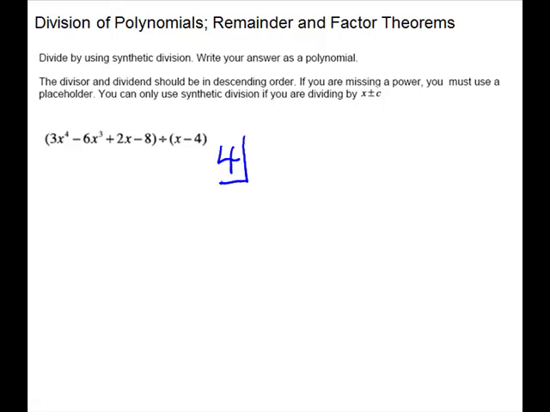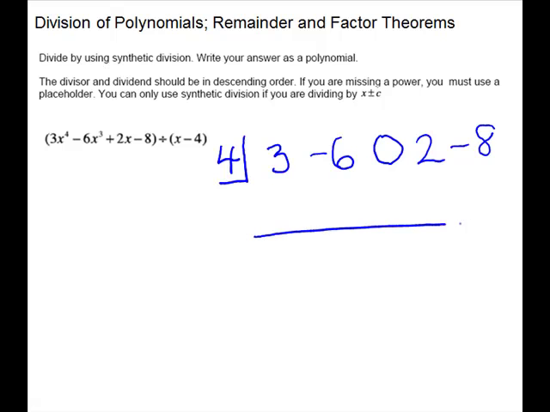When you pick your coefficients, you have to watch out on this one because it is missing a term. It's missing the x squared term. So you have 3 for x to the 4th. You have minus 6 for x cubed. You do not have an x squared, so you have to put 0 in that place. You do have an x term, and you have a constant. Right? And then it's going to be the same.